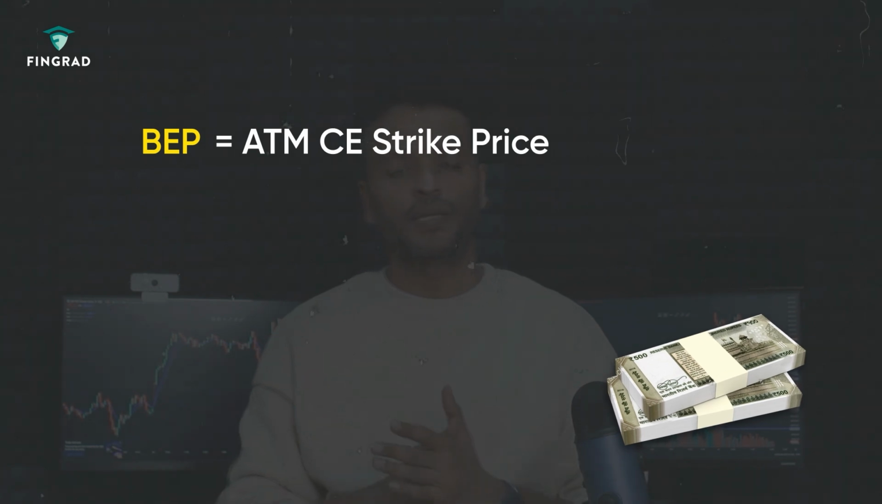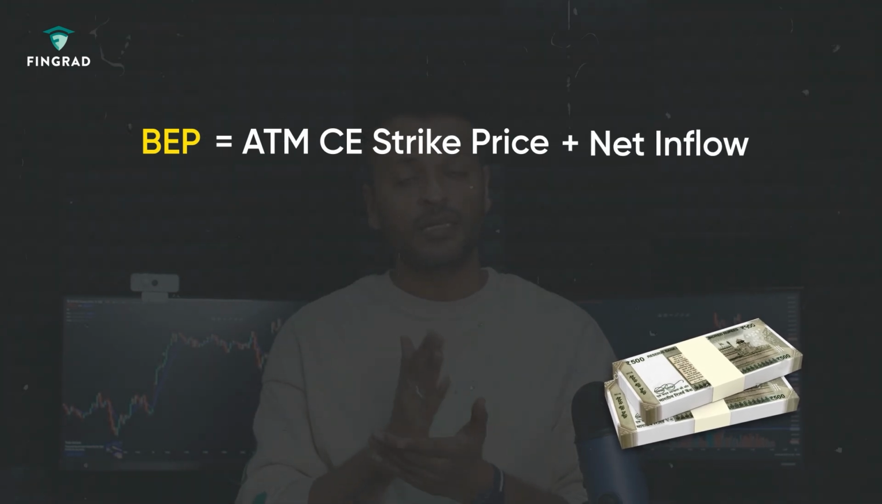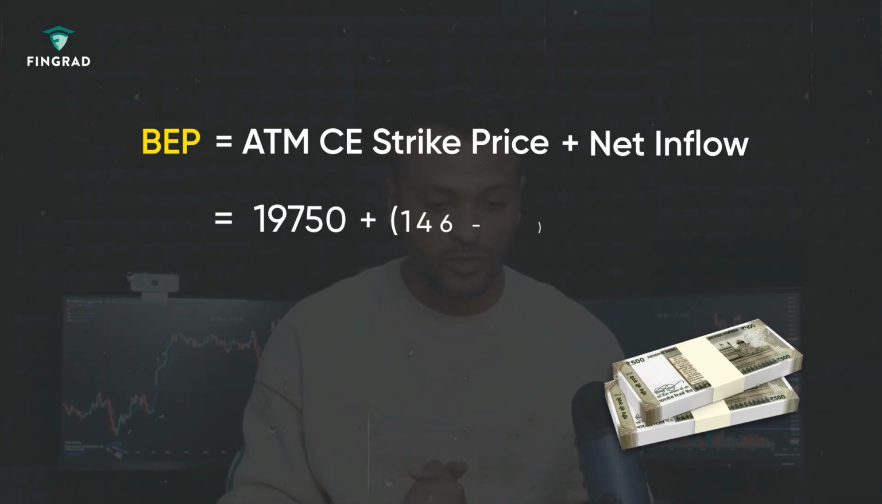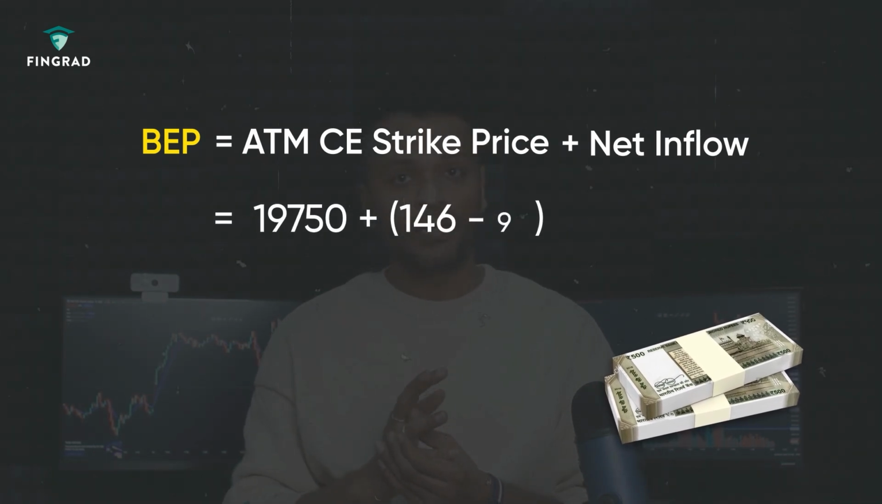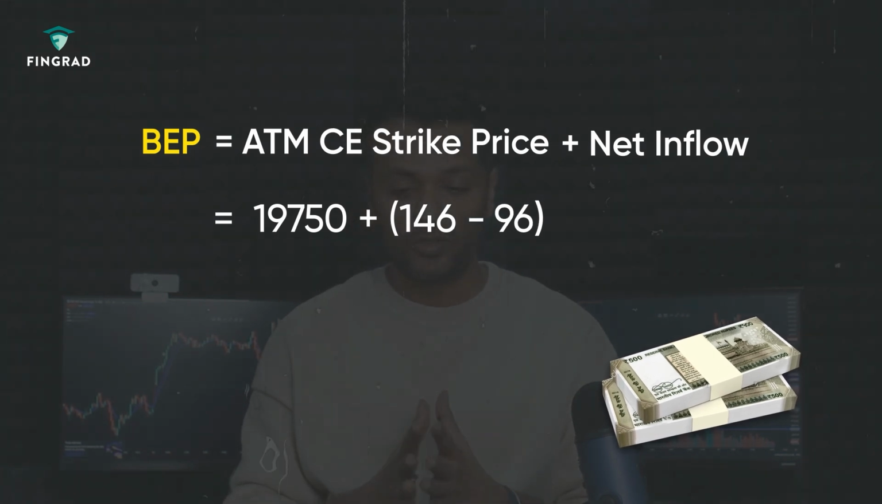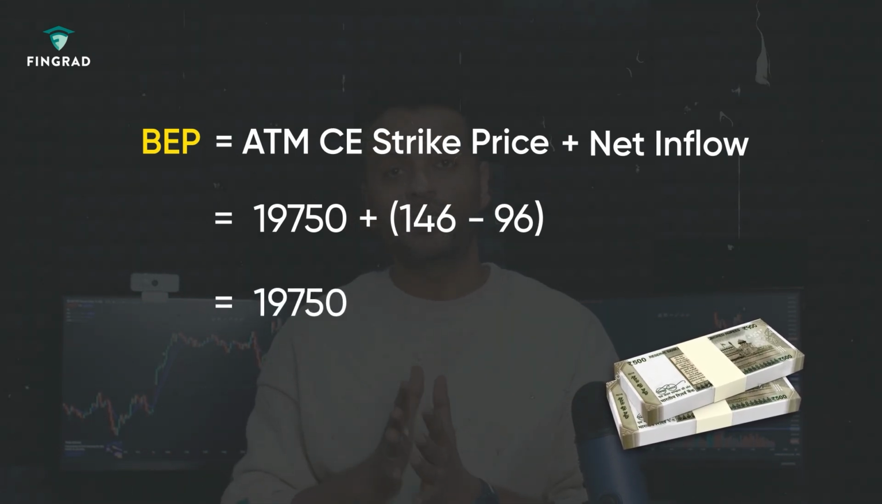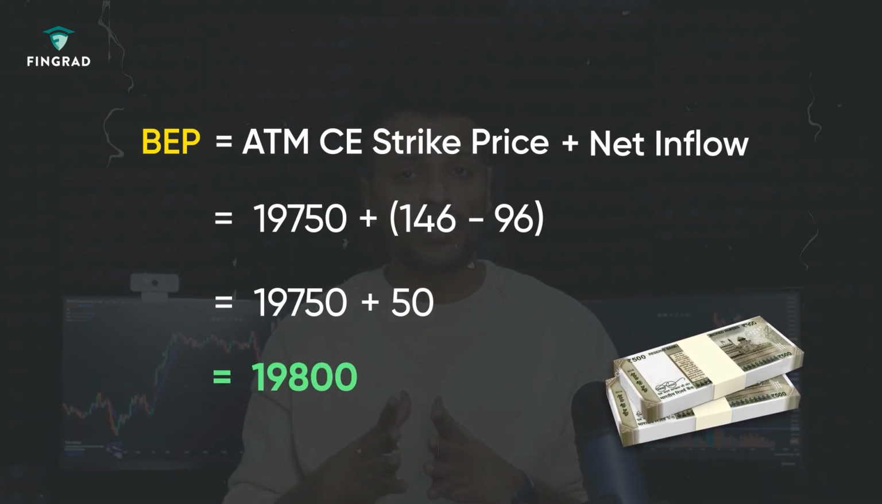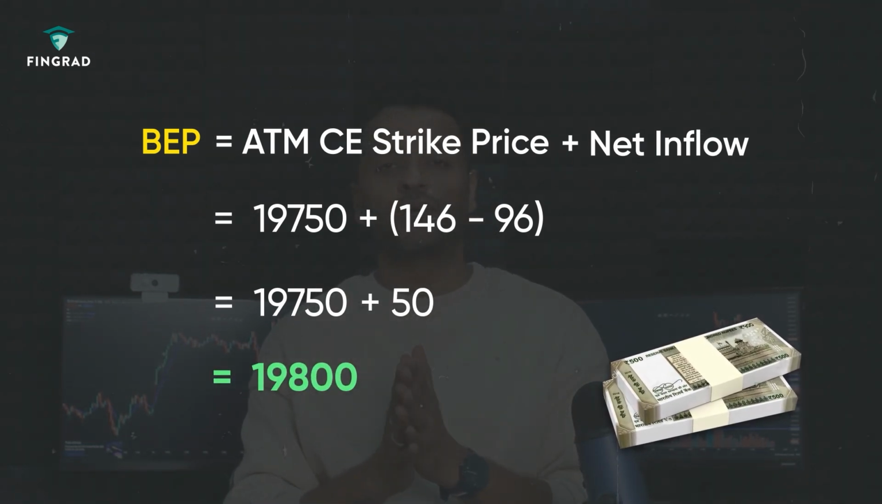So what will be the break-even point in this strategy? Remember, you have sold an at the money call option and bought an out of the money call option, so there is a net inflow. You take the at the money strike price and add the net inflow to it. In this case, for writing you got 146 units and for buying you paid 96 units, so there's an inflow of 50 units. 19,750 is the at the money strike price. You add 50 units to it, so 19,800 becomes your break-even point in this strategy.